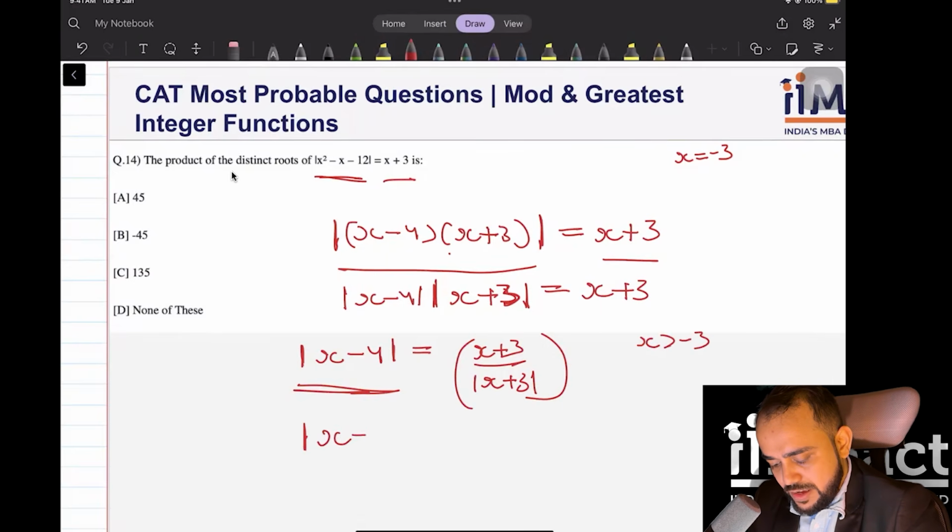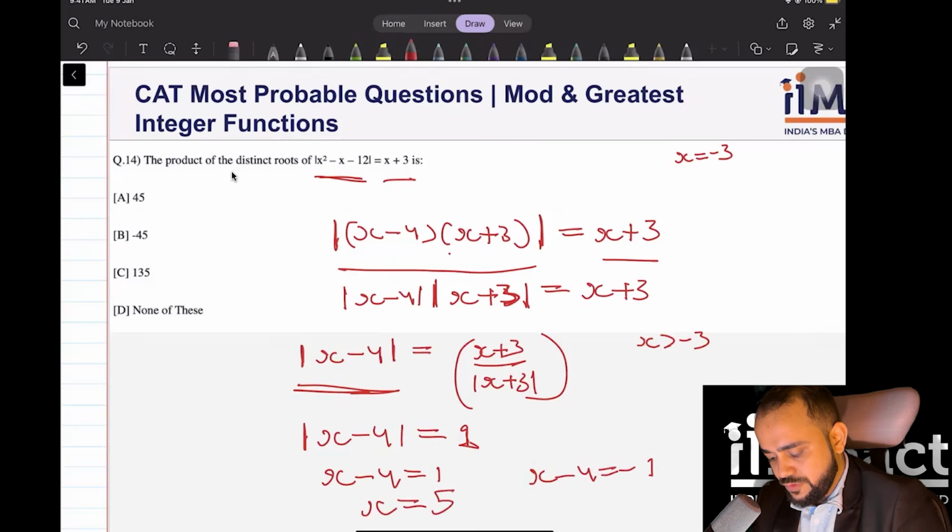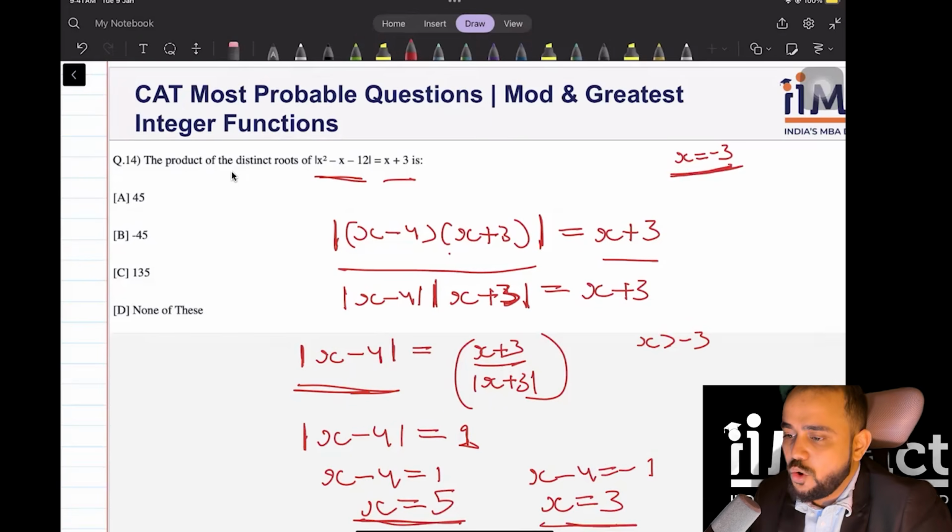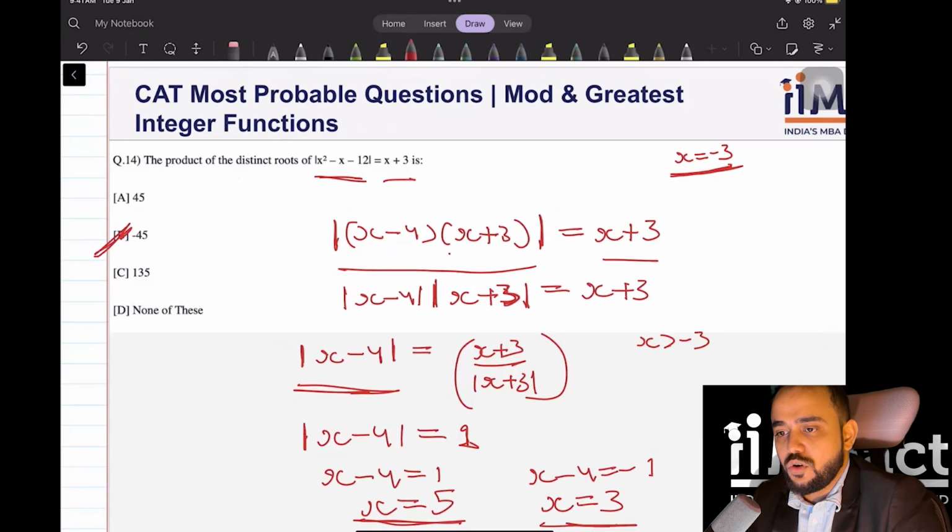So I will get mod of x minus 4 is equal to 1, which will give me x minus 4 is equal to 1, or x minus 4 is equal to minus 1, which will give me x is equal to 5, or x is equal to 4 minus 1, 3. So I have answers 5, 3, and minus 3 already was a root. So my answer will be 5 into 3 into minus 3, which is minus 45. So your answer for question number 14 will be B.